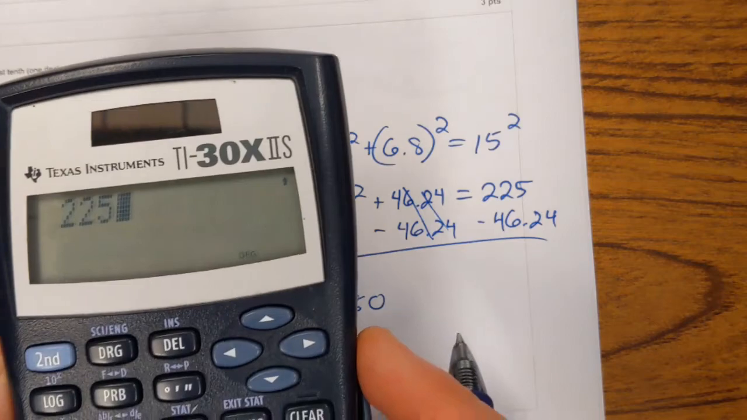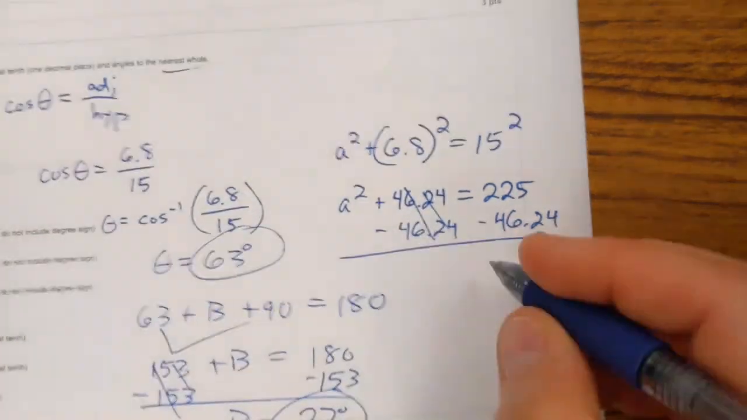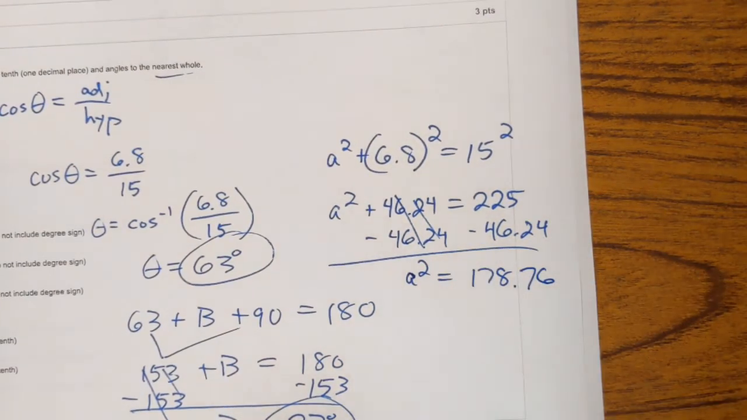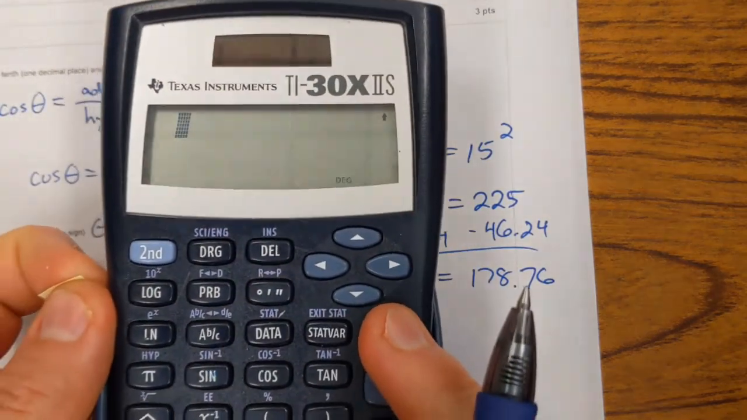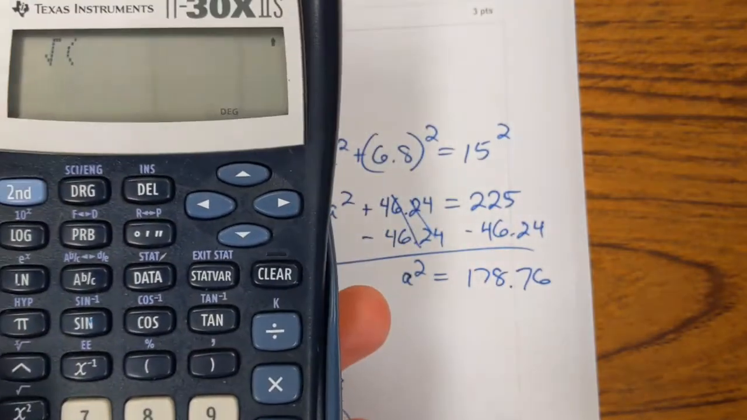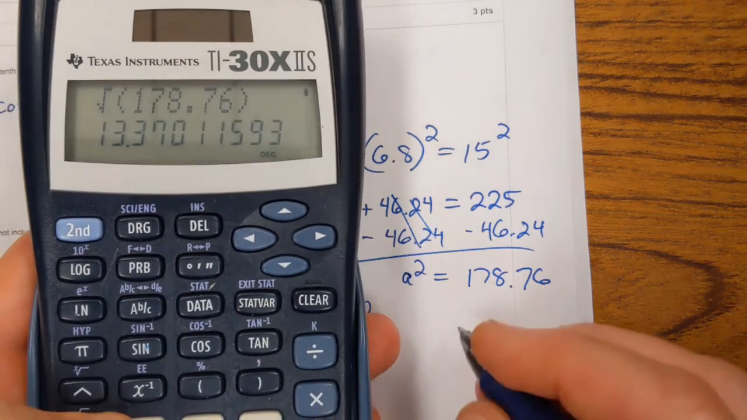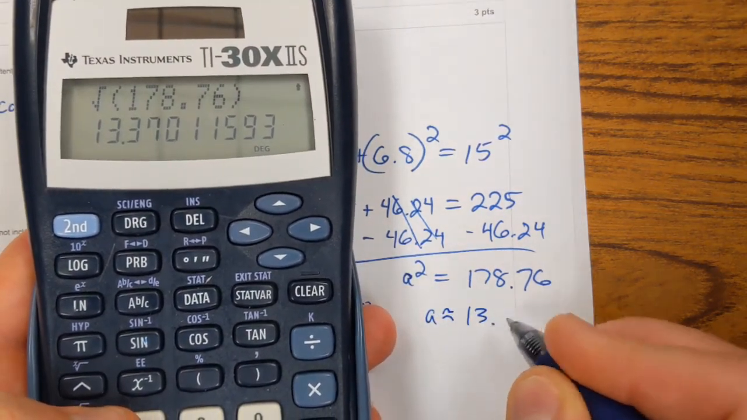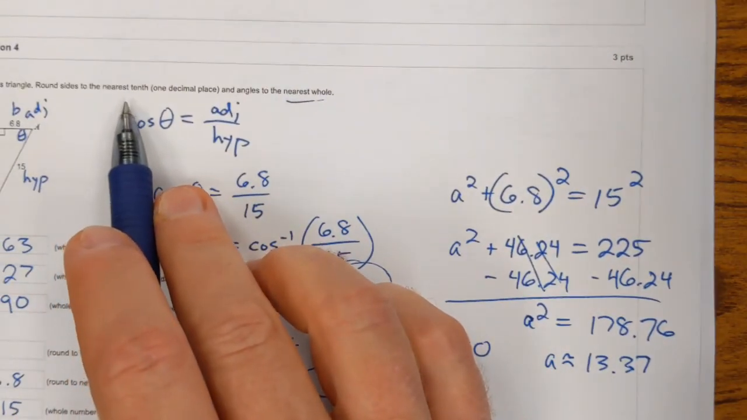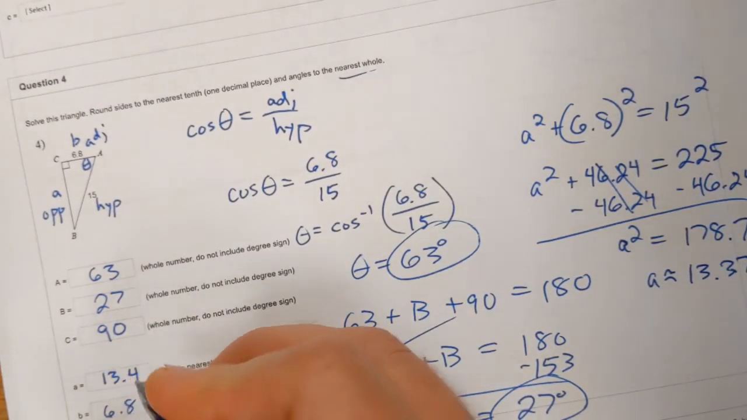Get the calculator out. 225 minus 46.24 comes out to 178.76. And luckily for us, the directions say we can just round this to the nearest tenth. That would be really hard to simplify as a radical. Here, though, we just get to round. The square root of 178.76 is approximately 13.37. Now read the directions carefully. The directions say round to the nearest tenth. So we're going to write 13.4 to the nearest tenth.